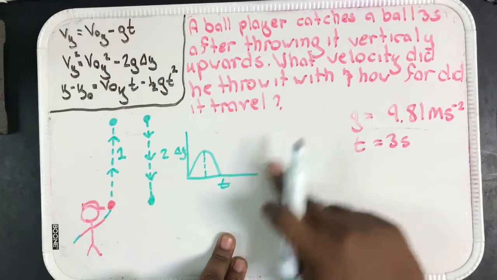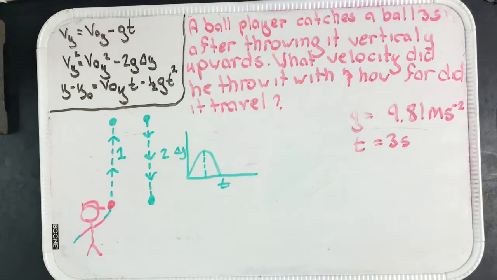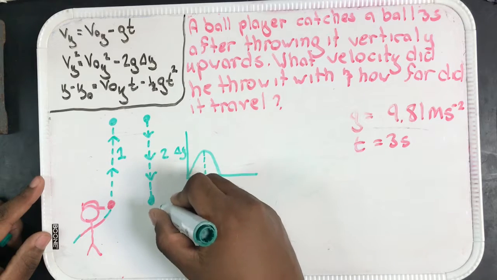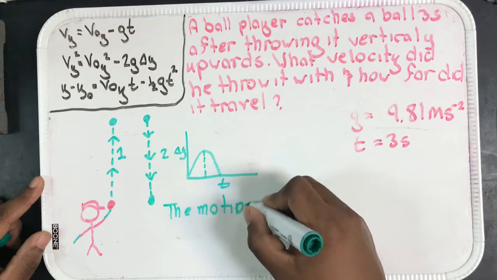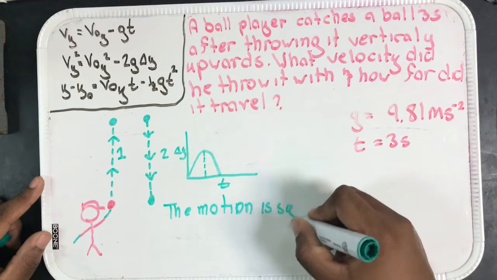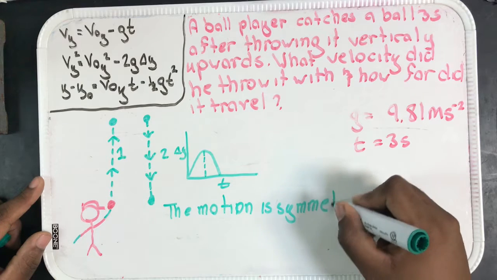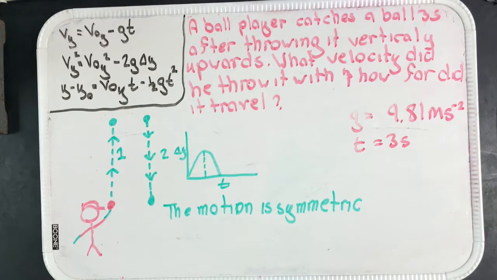So that is the intuition, that the motion is symmetric. It returns to the exact same point from where it was launched. And that helps us a lot, because we know that it takes an equal amount of time to reach that point where the velocity stops, which is also the maximum height, and it takes an equal amount of time to come all the way back down.